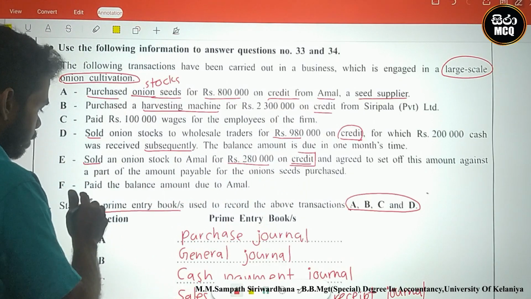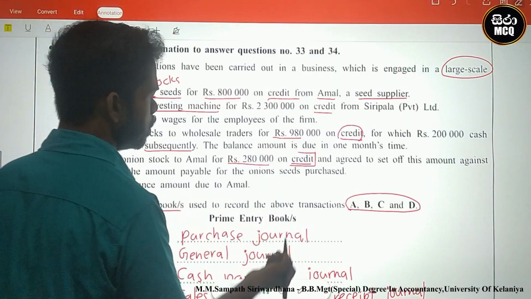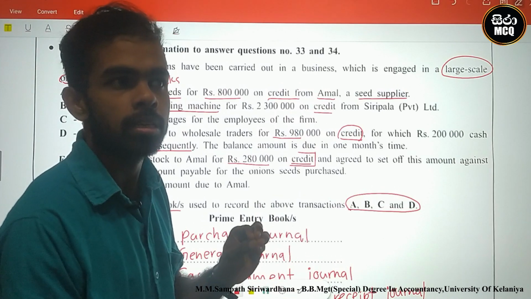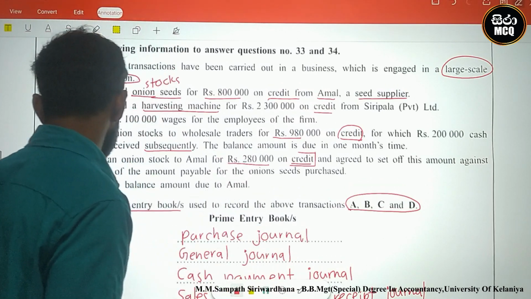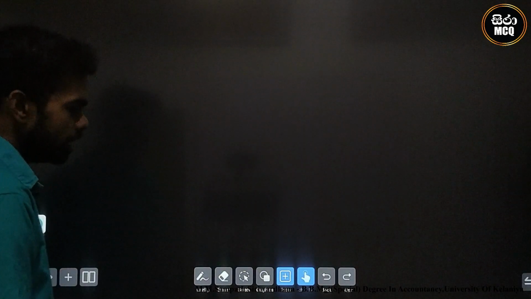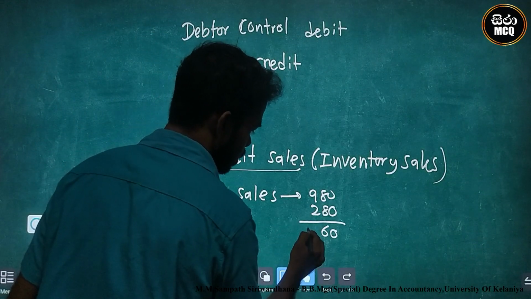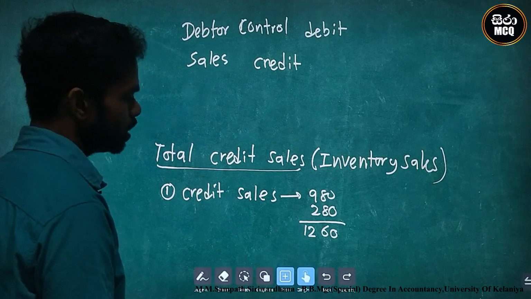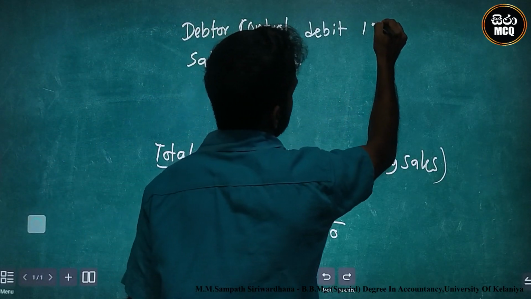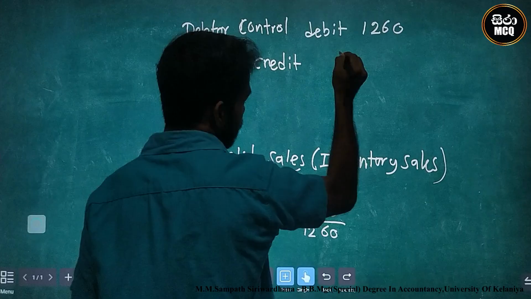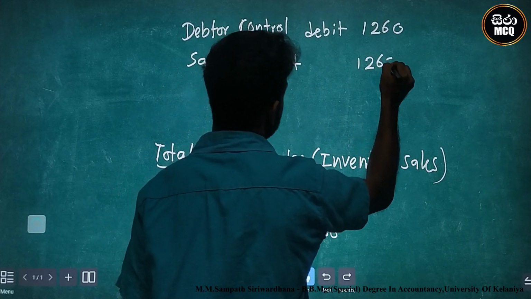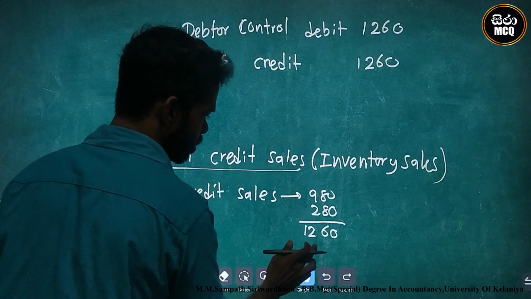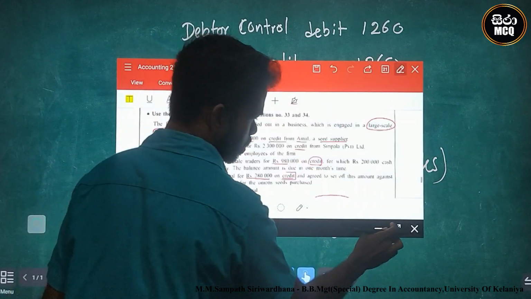Okay, let's see. Paid the balance amount due to Amal. This is paying the amount to trade payables. At that time we can only identify the credit sale as 1260. This is a double entry: sales credit 1260, debtor control debit. Okay, we write the answer in the sheet.